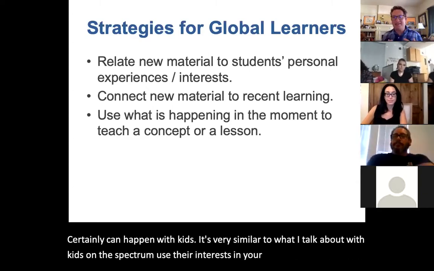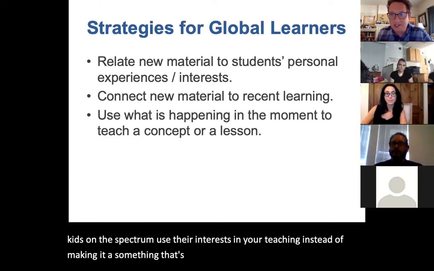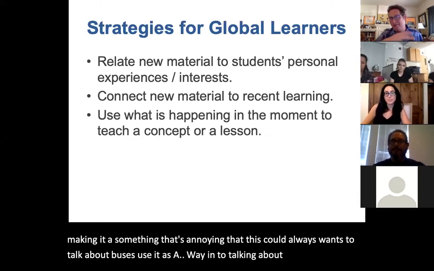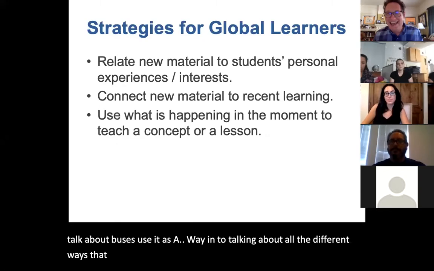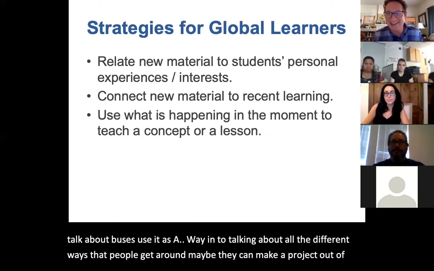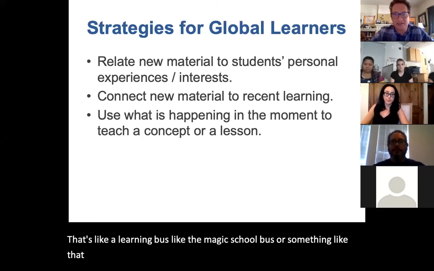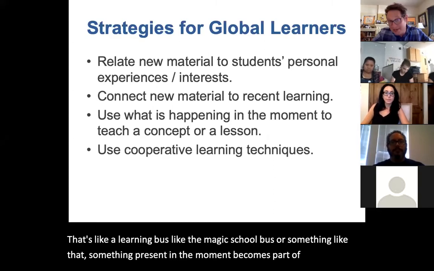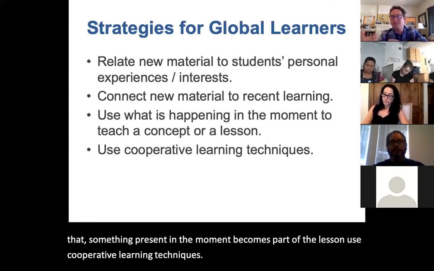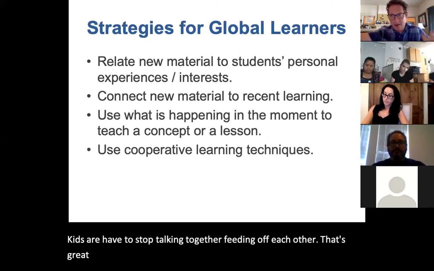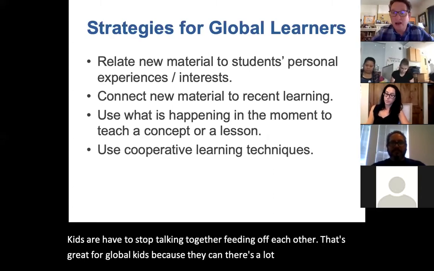Instead of making it something that's annoying, that this kid always wants to talk about buses, use it as a way in to talking about all the different ways that people get around, and maybe they can make a project out of a bus that's like a learning bus, like the Magic School Bus, or something like that. And that something present in the moment becomes part of the lesson. Use cooperative learning techniques, right? When kids are talking together, feeding off each other, that's great for global kids, because there are a lot of different perspectives they can put together.